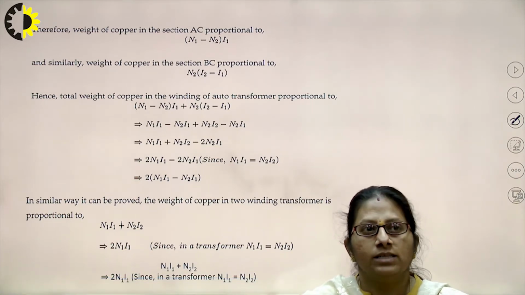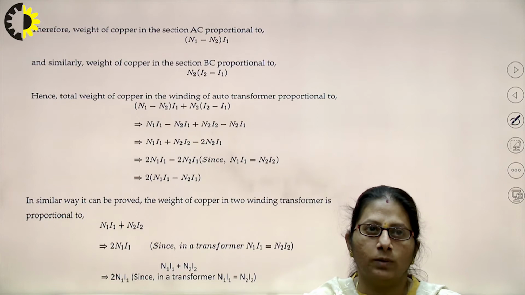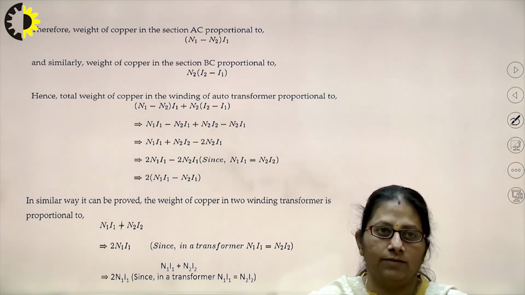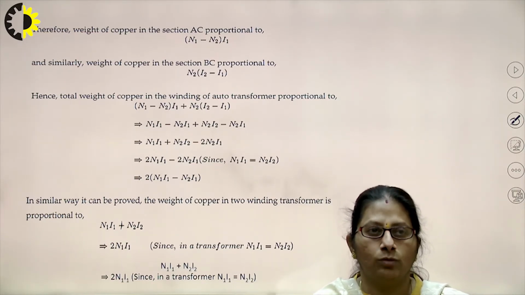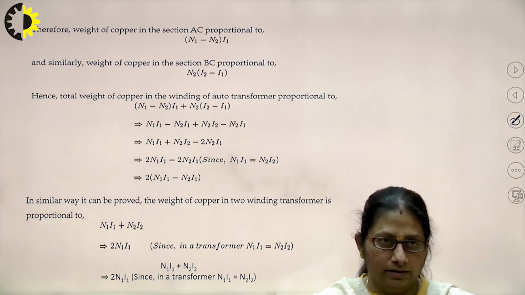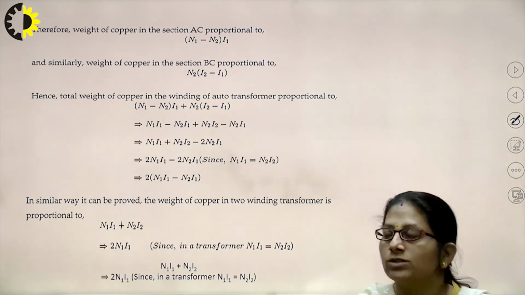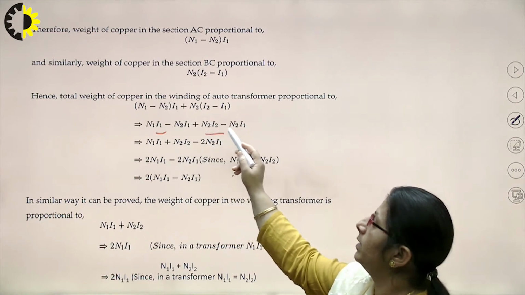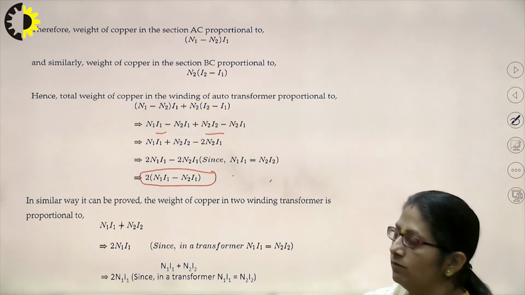into I1. Similarly, the weight of the copper in the section BC: how many turns are there? The number of turns there is just N2, and the current is I2 minus I1, right? So the total weight of copper in the winding of the auto transformer is proportional to N1 minus N2 into I1 plus N2 into I2 minus I1, the addition of both of them. Resolving these two, N1 I1 minus N2 I1 plus N2 I2 minus N2 I1, the final expression I am getting is 2 times (N1 I1 minus N2 I1).